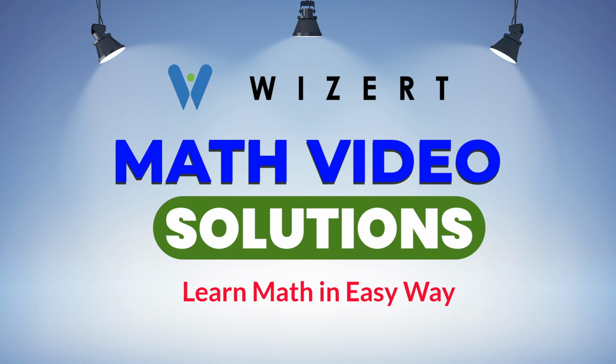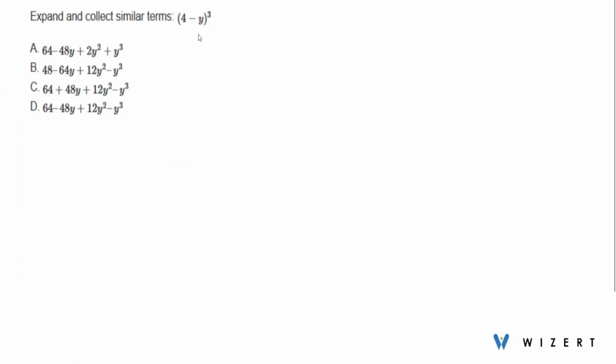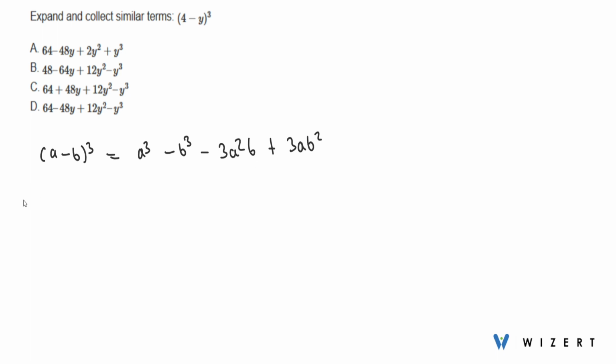So let's begin. According to the question, in order to solve the given expression, or rather we can say in order to expand the given expression, we must know the formula of a minus b whole cube. So a minus b whole cube is given by a cube minus b cube minus 3a square b plus 3ab square.